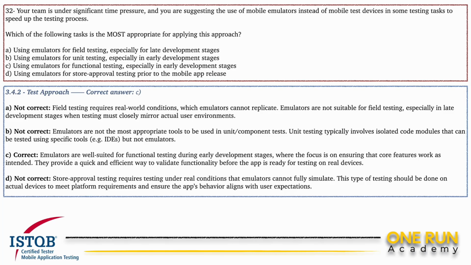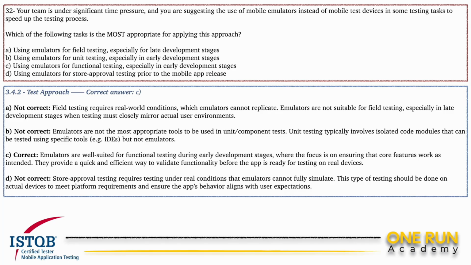Next, option B, using emulators for unit testing, especially in early development stages. This one is also not correct. Unit testing typically involves testing individual pieces of code or small components of the app in isolation. This is usually done using specific tools like IDEs or unit testing frameworks rather than emulators.